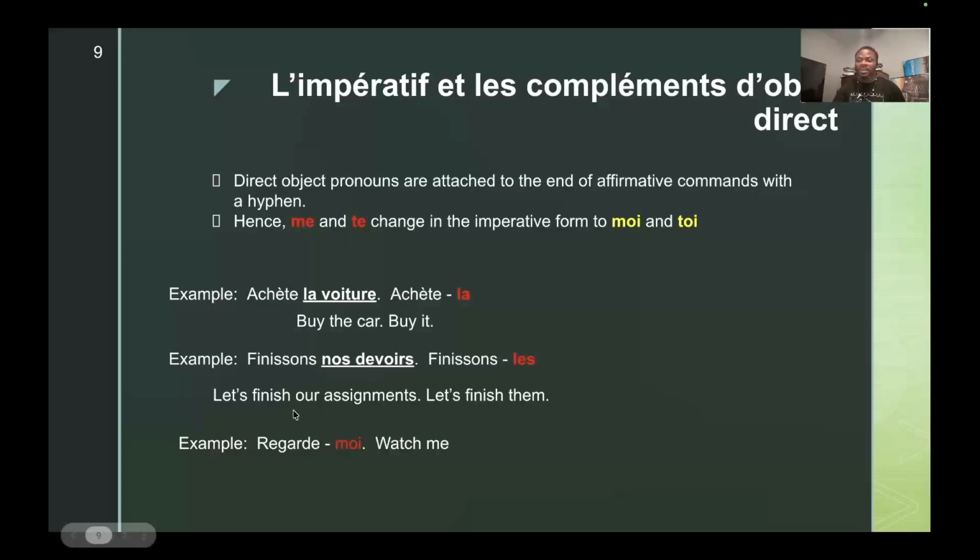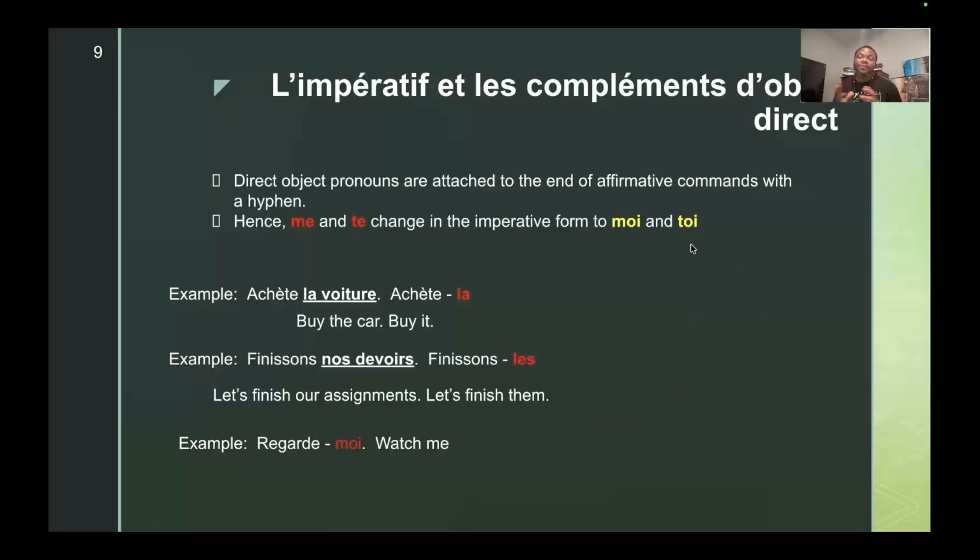Finissons nos devoirs. Let's finish our assignment. Finissons-les. Let's finish them. Because this is plural, third person, so it's replaced by les. But now, me and te, which we usually place before the verb, in imperative affirmative are placed after the verb with a hyphen. Something like regarde-moi, look at me. Regarde-moi, look at me.